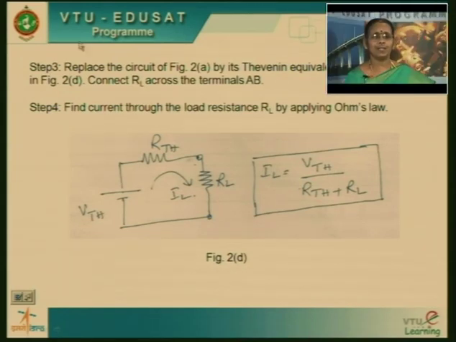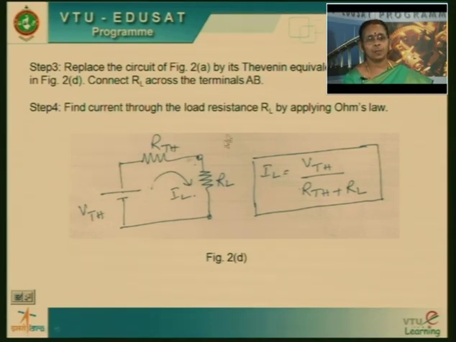The next step is to replace the existing circuit by Thevenin's equivalent circuit. Thevenin's equivalent circuit, as I have marked here, is a single voltage source in series with a single resistance. The single voltage source is V Thevenin and the single resistance is R Thevenin. So this part of the circuit represents Thevenin's equivalent circuit. You can observe only one source in series with a resistance here.